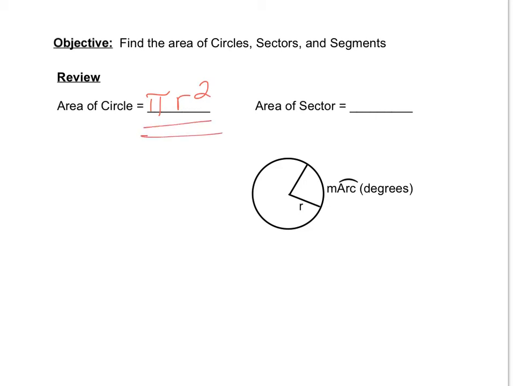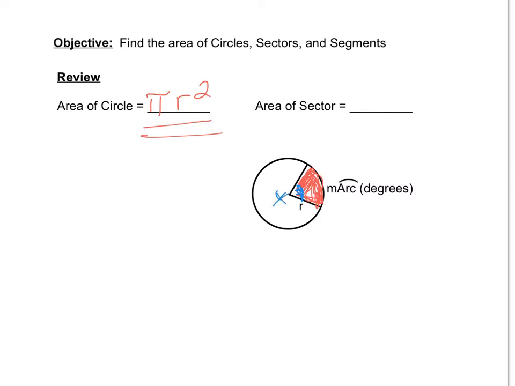The area of a sector. Well, let's define a sector first. A sector is a piece of a circle. So this little red piece right here is a piece of my circle. The area of the sector is the same ratio to the whole circle as the central angle. So we'll look at the central angle. That's this blue angle right here. We'll call that x.